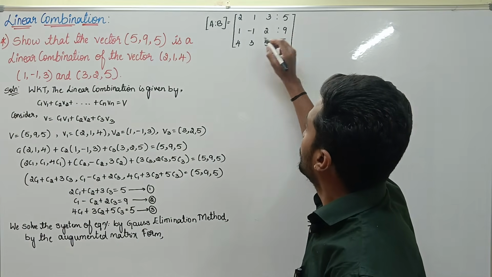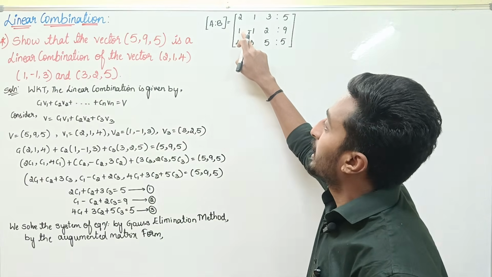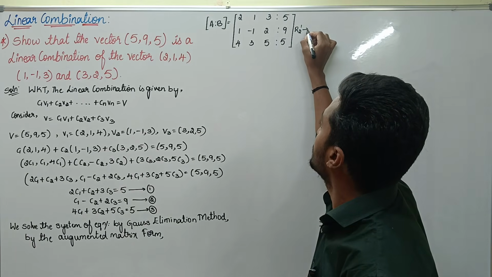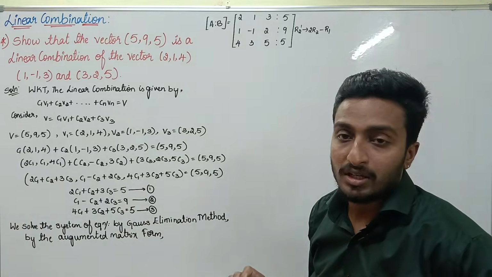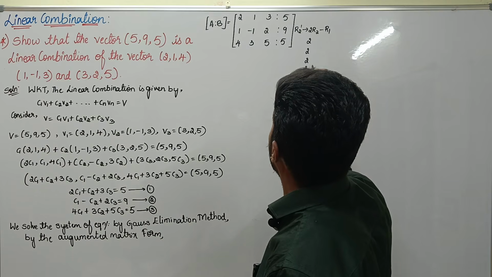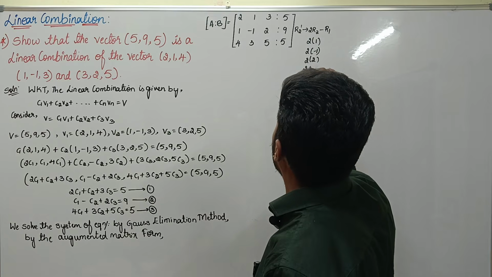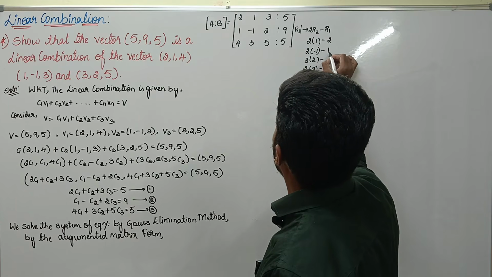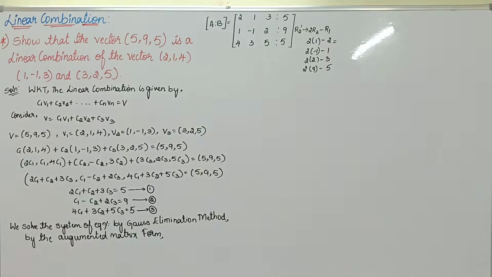First, I need to make this 0 by using the first row as constant. So what am I going to multiply? I am going to multiply 2 for the second row. That is, R2 dash changes to 2 times R2 minus R1. R2 we have 1, minus 1, 2, 9, minus 2, 1, 3, 5. Let us use the calculator for better simplification.